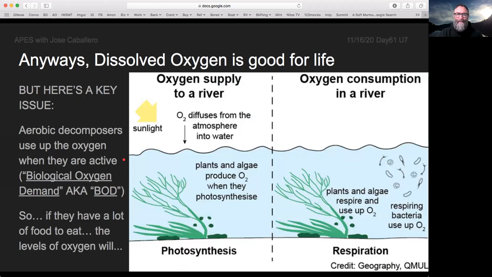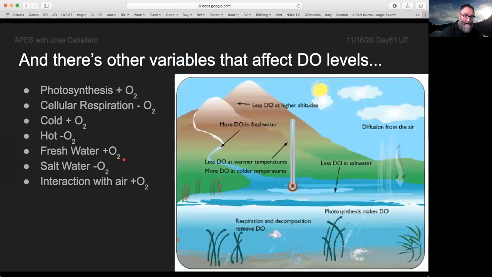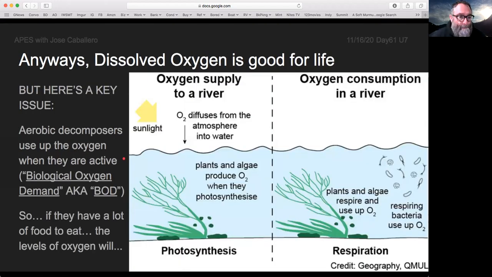By the way, you've noticed in my slides that I say DO for dissolved oxygen, and sometimes I just say oxygen, O2. If the O2 is in water, it's dissolved oxygen. Okay. So oxygen is good for life. You need it, I need it.